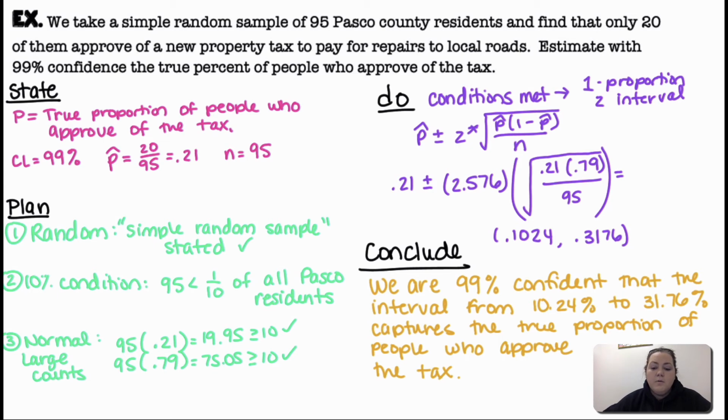And for our conclusion, we would say we are 99% confident that the interval from 10.24% to 31.67% captures the true proportion of people who approve the tax.